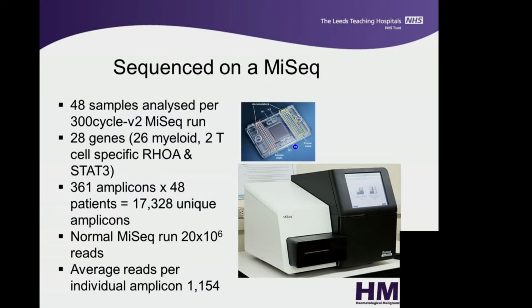So how does it all stack up? You can do the maths. We analyse 48 samples on a 300 cycle version 2 MiSeq, or bog standard sequencing kit. We have 28 genes, as I said before, 26 myeloid, 2 T-cell specific, and STAT3. That's 361 amplicons in total. If you do the maths, that's 48 patients times 360 amplicons, 17,000 unique amplicons. One normal MiSeq run generates about 20 million reads. So if you divide one by the other, we're getting an average read per amplicon per individual patient of about 1,000. So perfectly suitable for what we want to do, and we're happy with that depth of sequencing.